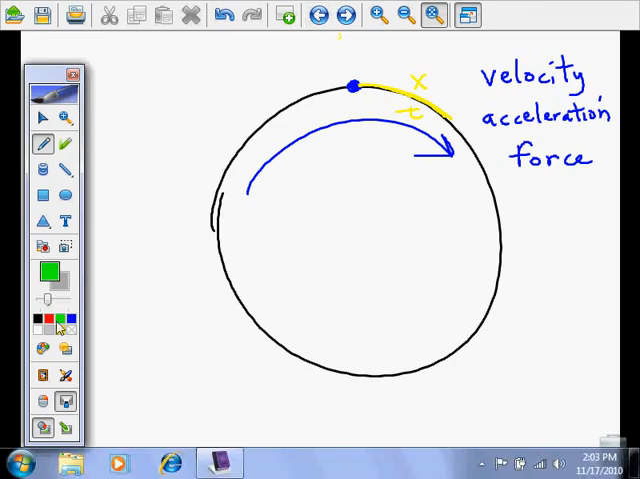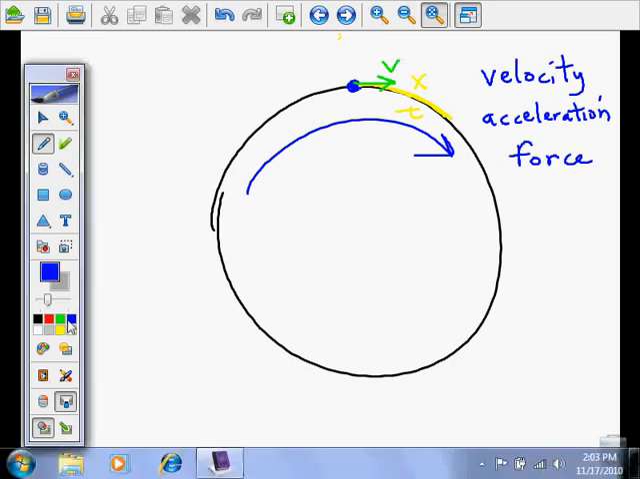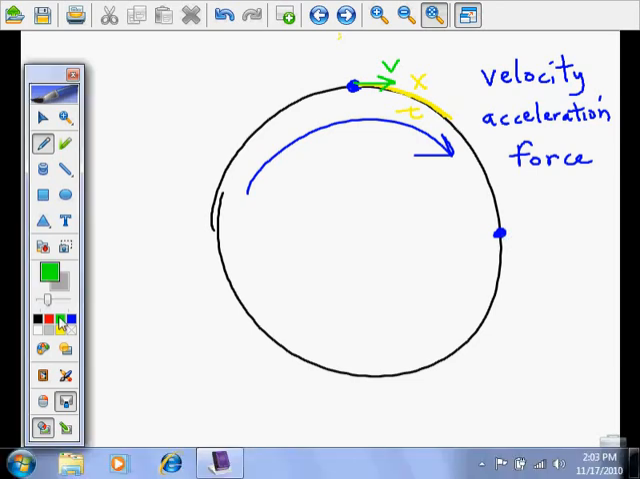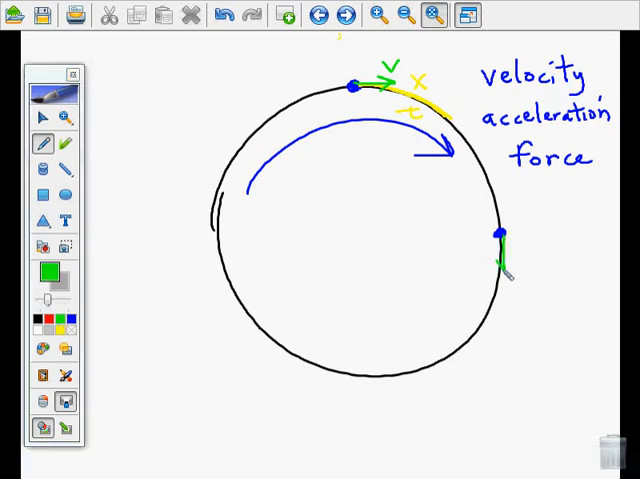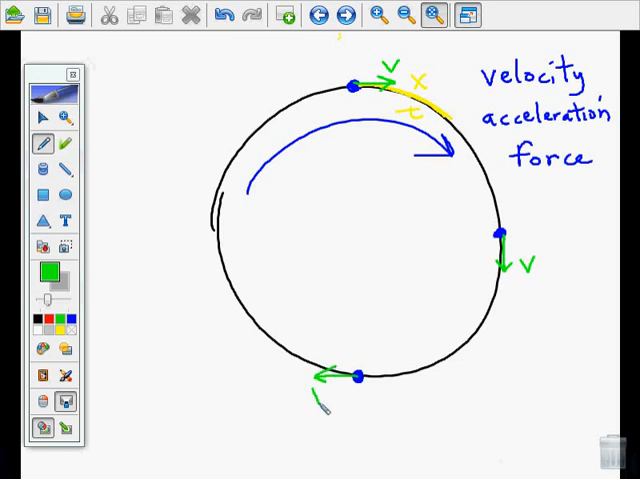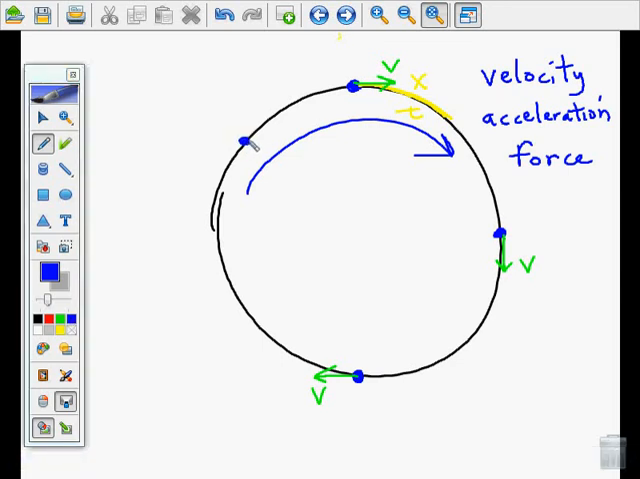So at this point right here, the velocity is this way, tangent to the circle. At this point right here, if you want to draw the velocity vector, it's tangent to the circle. It's going this way. At this bottom point right here, it's going this way. If I just drew it at some point up here, the velocity vector is tangent.